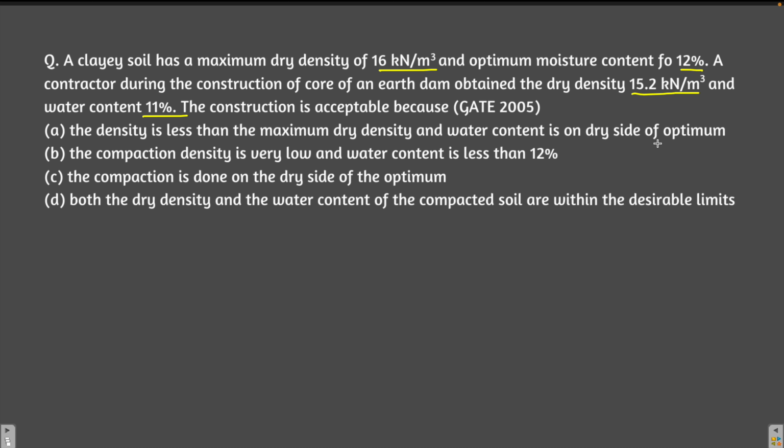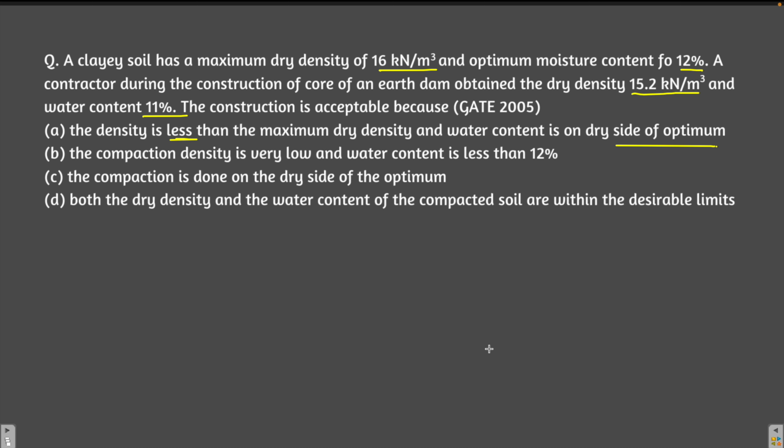For construction of a core of the earthen dam, what is expected is that the density should be close to the maximum dry density, because we want the core of the earthen dam to be very dense, and the water content should be on the wet side of the optimum. Core of the earthen dam is compacted on the wetter side of the optimum moisture content, because in that case the permeability of the soil is very low, and we don't want the core of the earthen dam to be permeable, so we compact that core on the wetter side of the optimum moisture content. So the first statement doesn't seem to be good.